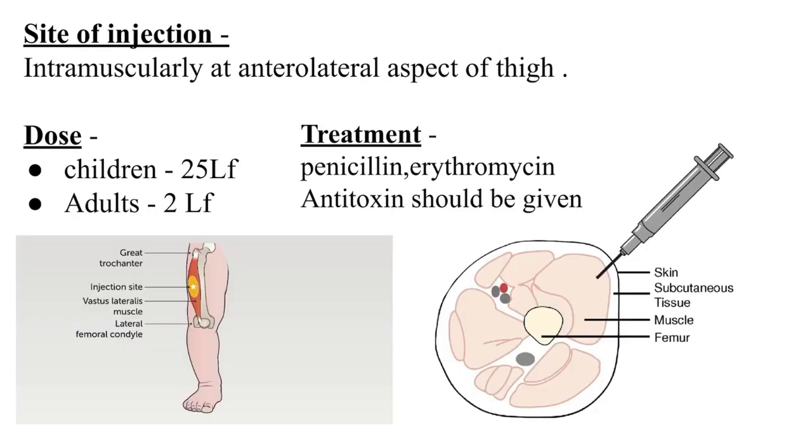The site of injection is intramuscular, at the anterolateral aspect of the thigh. You can see in the picture, it is injected into the muscle at the anterolateral aspect of the thigh. The dosage for children is 25 LF. For adults, it is 2 LF. If the person gets diphtheria, we can give penicillin, azithromycin, erythromycin, or antitoxins can also be provided.